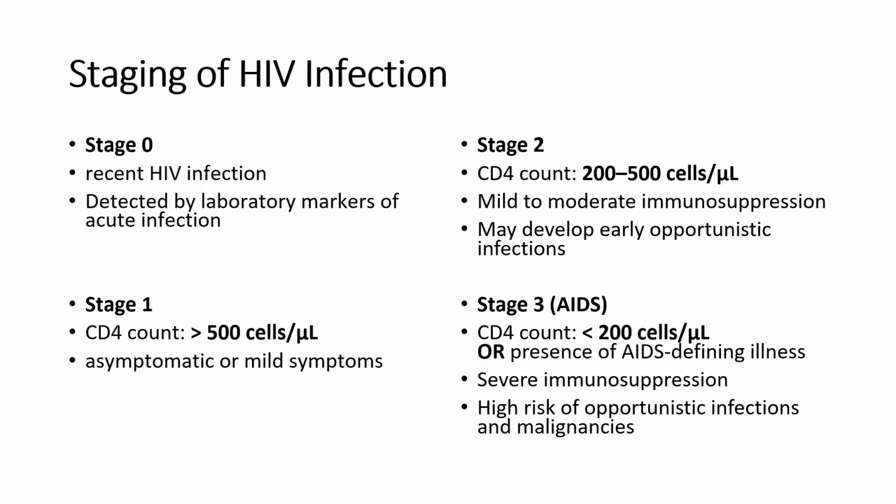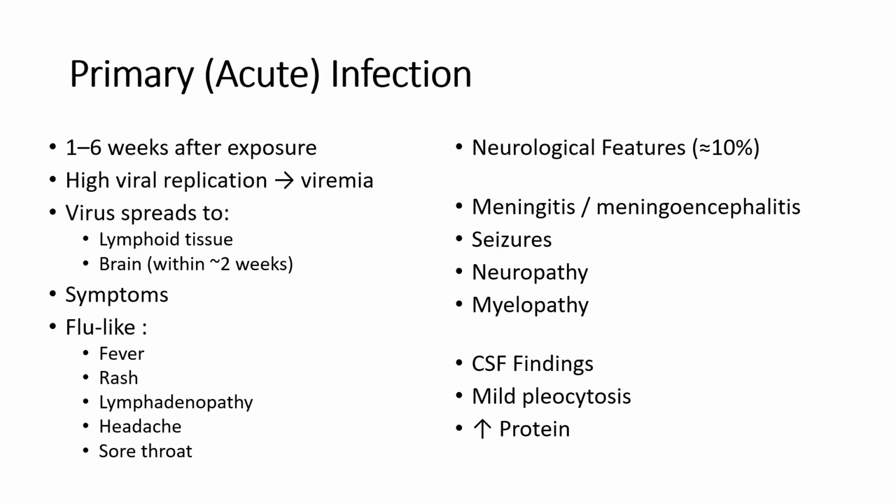Stage 3 is the last stage where the patient will have acquired immunodeficiency syndrome, where CD4 is less than 200 or there is presence of an AIDS defining illness. There is severe immunosuppression and high risk of opportunistic infections and malignancies.